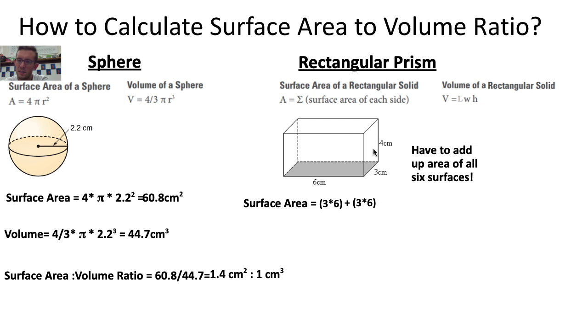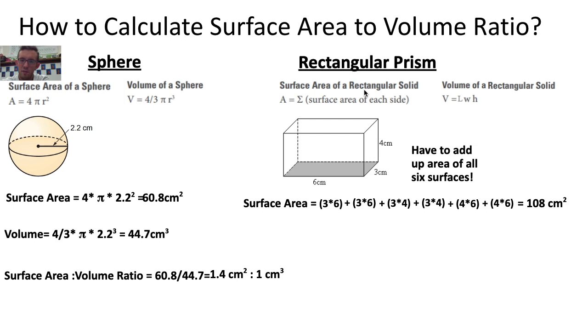Then we could take the surface area of the side here. This would be 3 centimeters times 4 centimeters, or 12 centimeters squared, which would be the same as the opposite side, 3 times 4. Then we'd take the surface area of the front, which would be 4 centimeters times 6 centimeters. And that would be the same as the surface area of the back, 4 centimeters times 6 centimeters. You add all of those up together and you'd end up with 108 square centimeters.